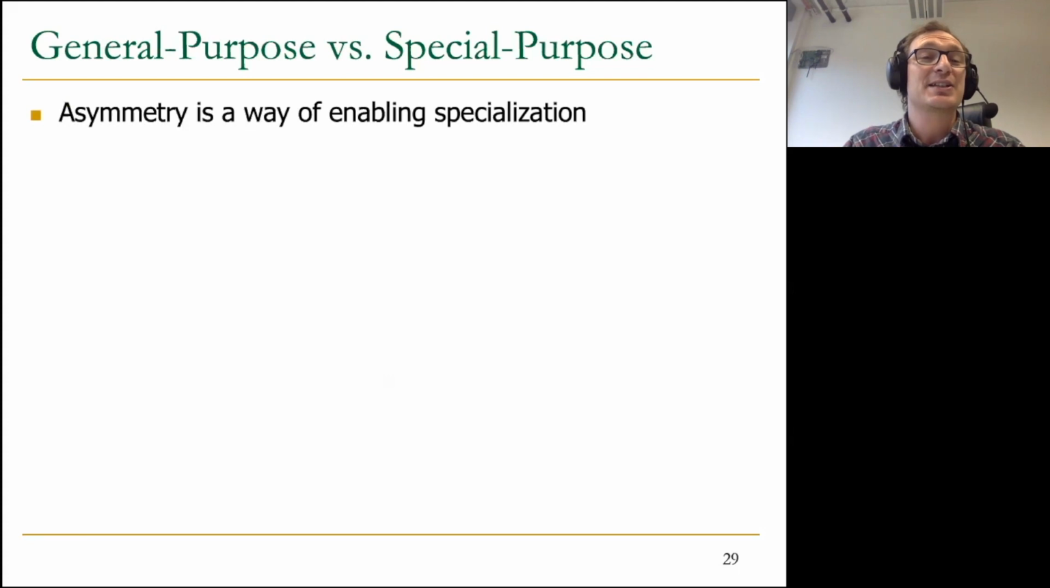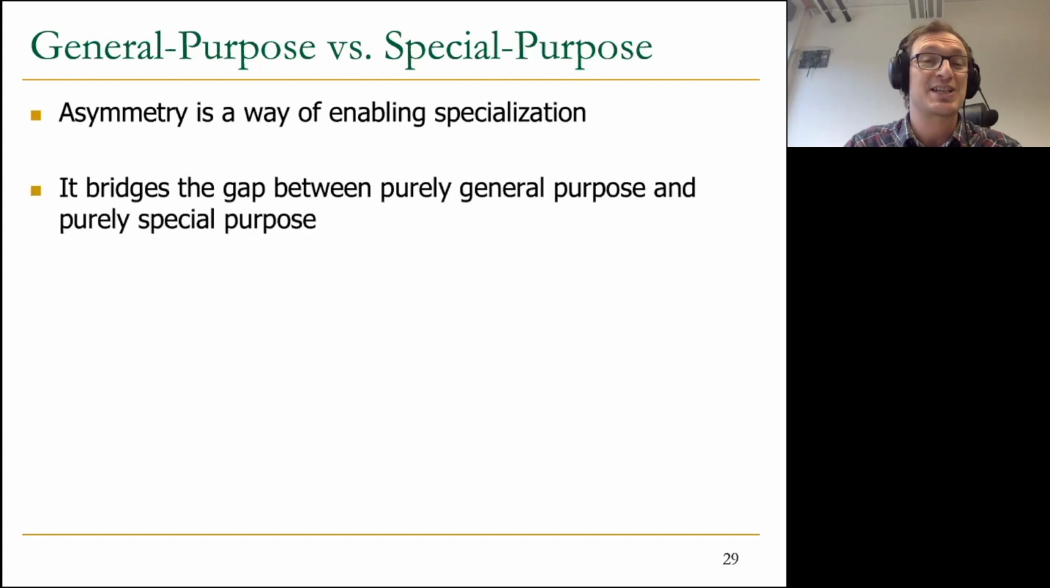Okay, so let's talk about general purpose or special purpose. Asymmetry is really a way of enabling specialization, as I said. It really is a way to bridge the gap between purely general purpose and purely special purpose. So purely general purpose means you don't have any specialized components. So you don't even have, for example, vector extensions. If you think about it, vector extensions are a level of specialization added to a general purpose ISA, because clearly you could do all of those in a general purpose ISA, right? Why are you adding vector extensions? Well, because some applications make use of it a lot. And as a result, those applications can run much faster and much more energy efficiently.